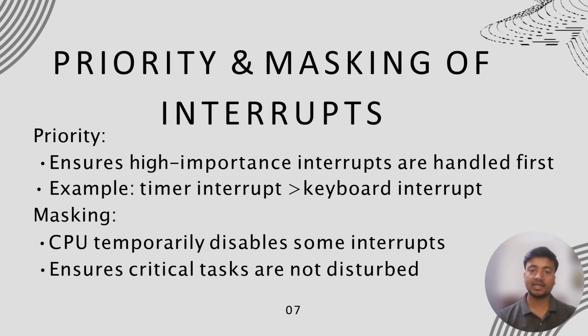Priority and masking of interrupts. First, prioritization ensures high importance interrupts are handled first. For example, timer interrupt, keyboard interrupt. Masking: the CPU temporarily disables some interrupts. Second, it ensures critical tasks are not disturbed.